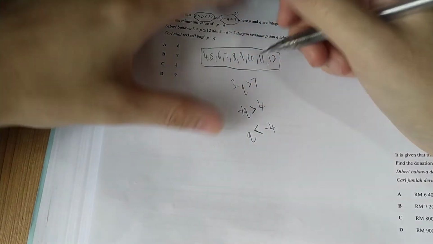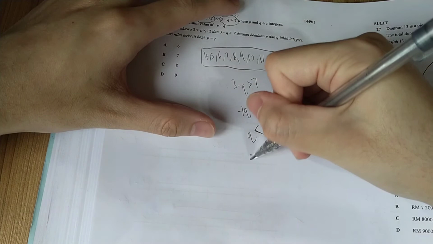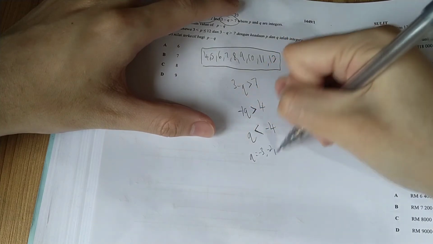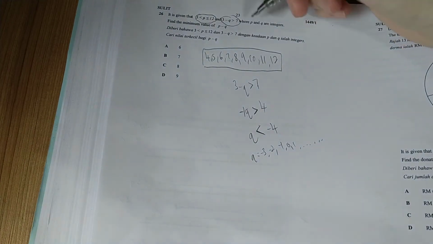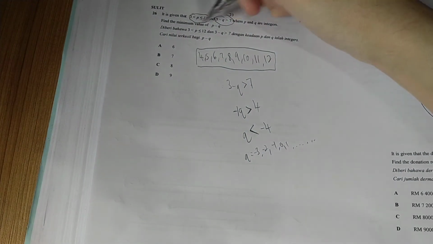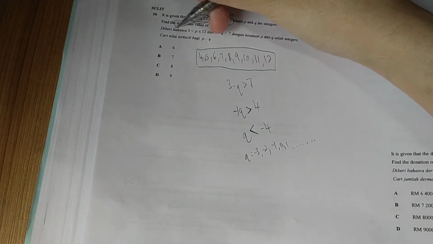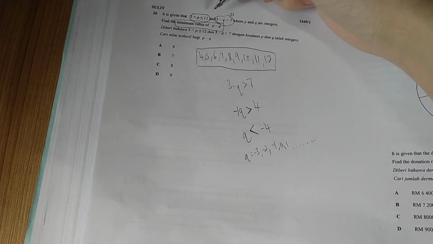So what number is smaller than negative 4? Negative 3, negative 2, negative 1, 0, 1, and so on. There are many numbers. Let's keep reading. Where p and q are integers, find the minimum value of p minus q. This is the tricky part.